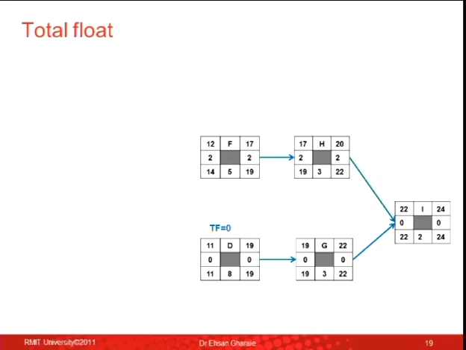So the total float, guys, calculation of total float is easy. You go latest start minus earliest start, late finish minus early finish. So this is 0, that's 0, that's 2, that's 2, and these are your total floats.